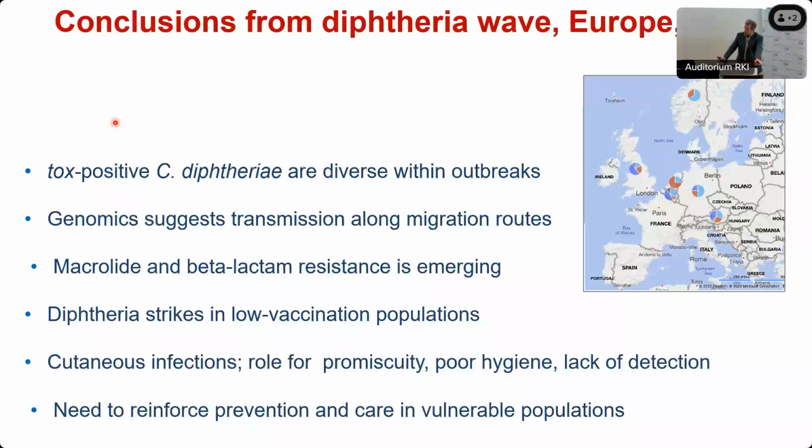Genomics suggests transmission along migration routes. Macrolide and beta-lactam resistance are emerging. I didn't show beta-lactam resistance, but there were indeed a few strains with beta-lactam resistance genes.